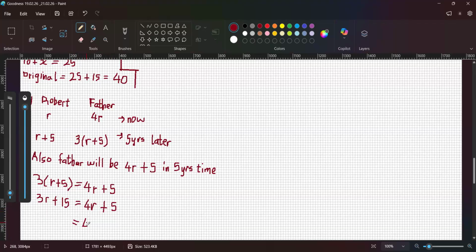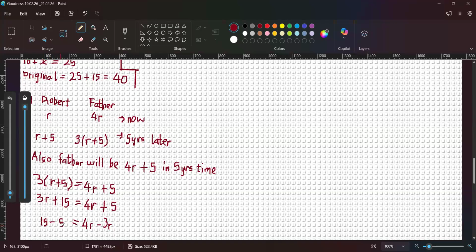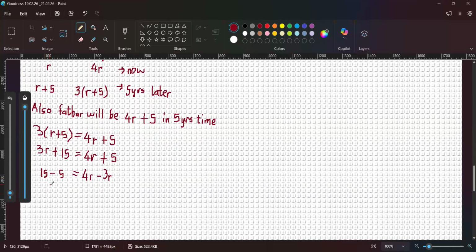So we move 3r to meet 4r. We're going to be having 4r minus 3r, and that will give me r as I'm already seeing it. And then on the left hand side, I'll have 15. 15 already has a plus in front of it, so it doesn't have a problem. The 5 is the guy that has to switch its sign to become minus 5, which will be 15 minus 5, which is what? 10. So that means Robert is 10 years old.